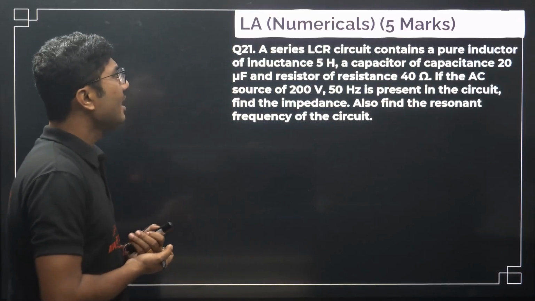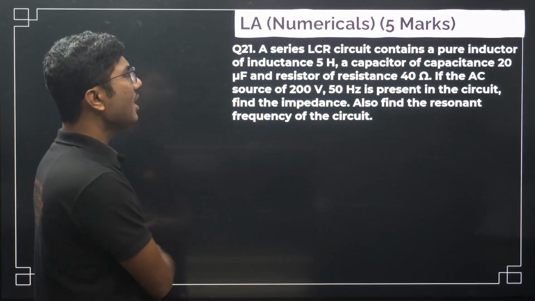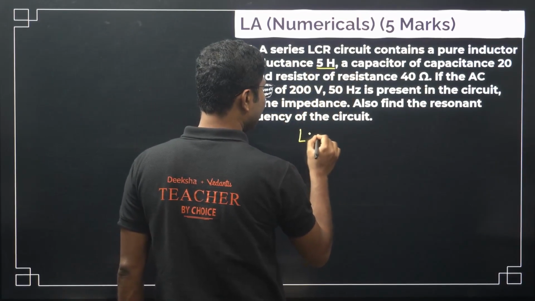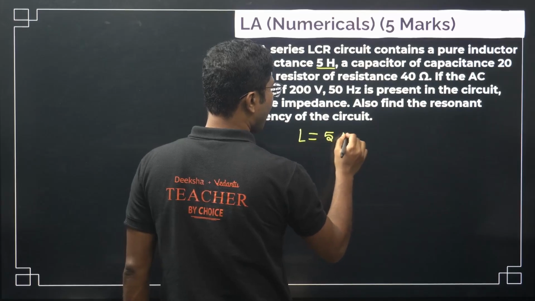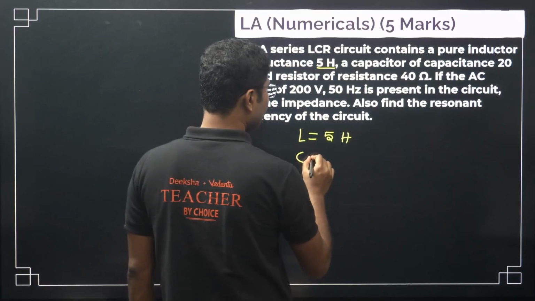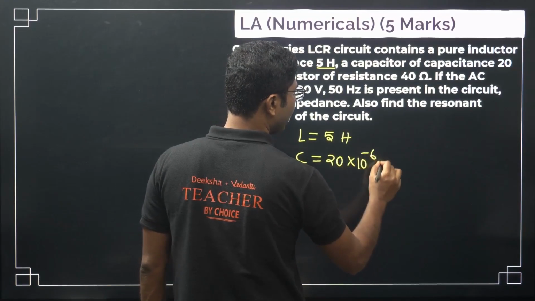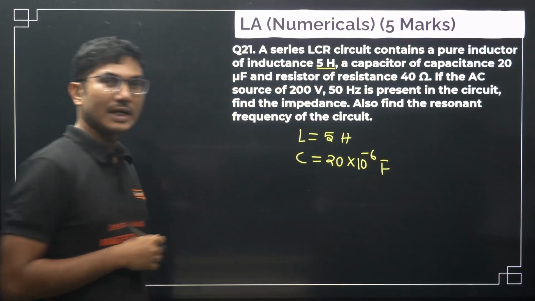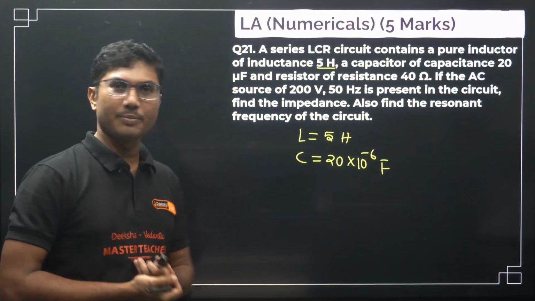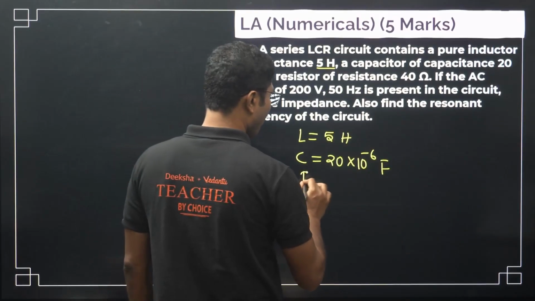So let's start. A series LCR circuit contains a pure inductor of inductance 5 Henry. So L is given as 5 Henry. Capacitor of capacitance 20 microfarad. So C is 20 microfarad. Now you have to convert microfarad to farad. Microfarad is not an SI unit, so you have to convert it into farad. Micro means 10 to the power of minus 6. The resistance is 40 ohm.